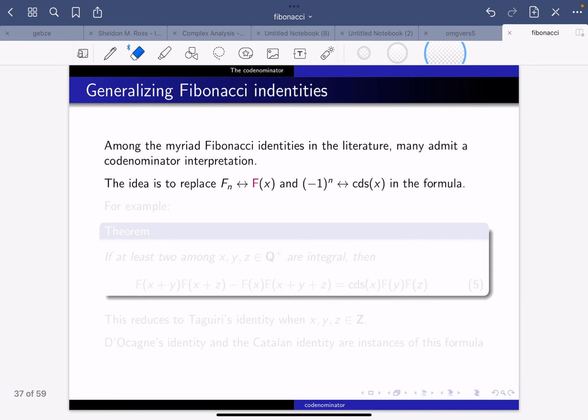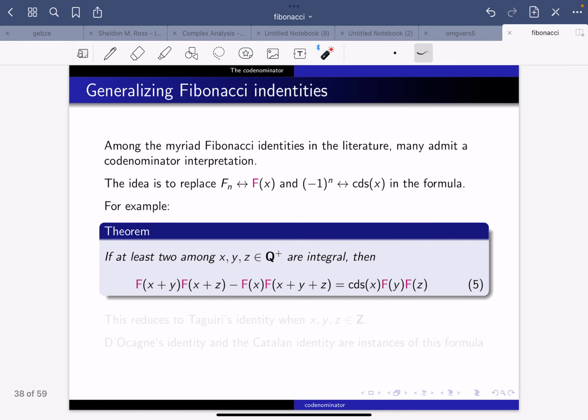One idea for generalization is to replace, whenever we have a formula involving the Fibonacci numbers, f_n by f(x), and often we have (-1)^n somewhere in the formula, and we replace this by the codiscriminant of x. Here is an example.